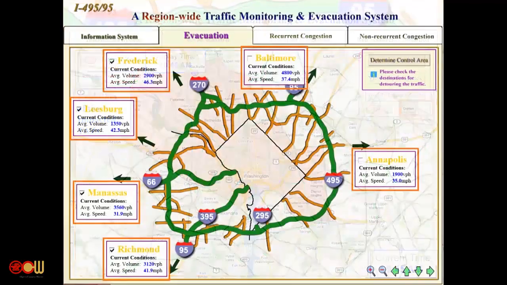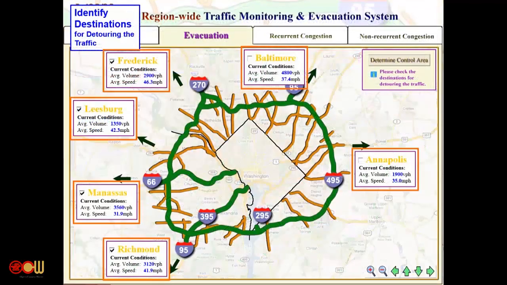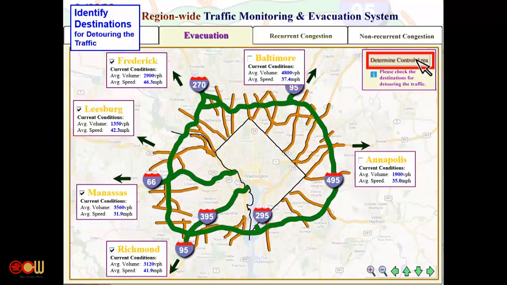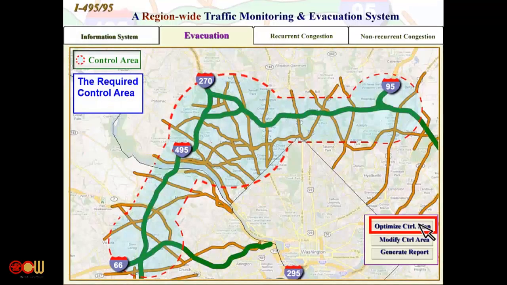Next, where we're going to evacuate. Here are all the potential evacuation areas, given the current condition. So you identify the destinations to detour traffic, send those travelers to those destinations. Based on the location of the incident and the propagation, evolution of the impact area, we identify that in a 1 hour period, you have to control this area as your control boundary.